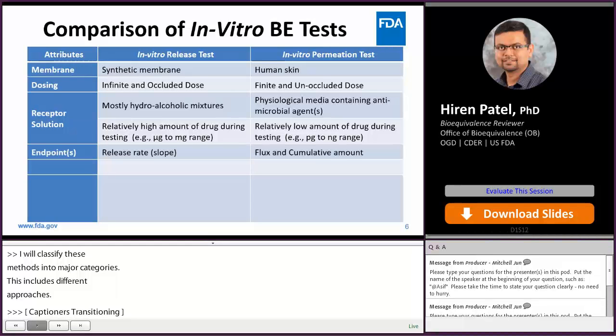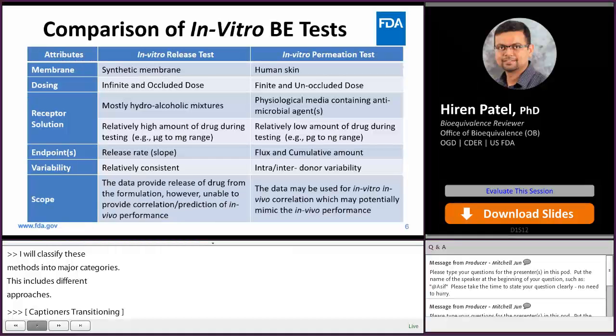The release rate is the endpoint for IVRT, compared to flux and cumulative amount for IVPT. IVRT data are relatively consistent, however, intra- and interdonor variabilities are common in IVPT. IVPT data, unlike IVRT, may be used for IVIVC, which may potentially mimic the in vivo performance. Let's focus on the observations which are common in IVRT and IVPT from the submissions.